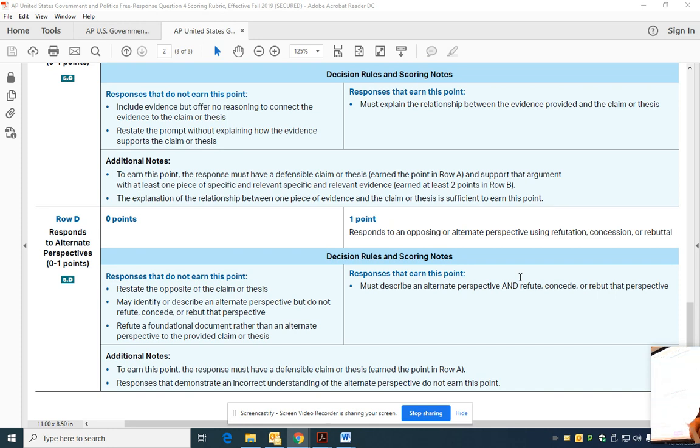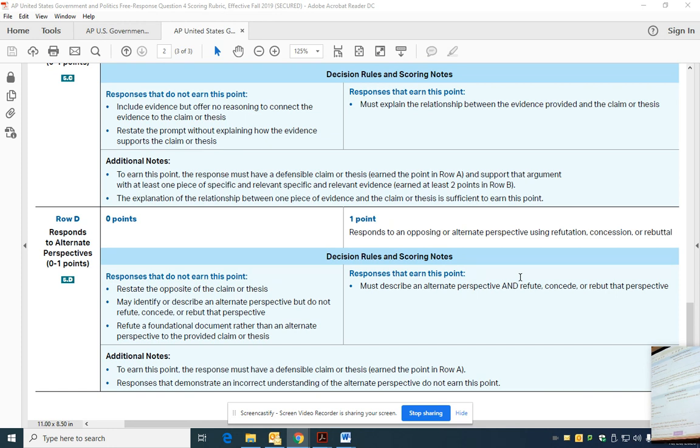Okay. And you have to show knowledge. Responses that demonstrate an incorrect understanding of the alternate perspective do not earn this point. So you have to show that you can address it, you acknowledge it, you are knowledgeable about the other point, but yours is the best point. Why yours is right and that one's not. Any questions?